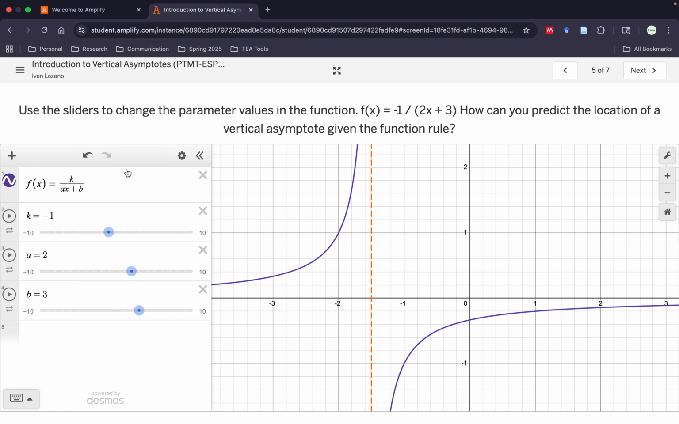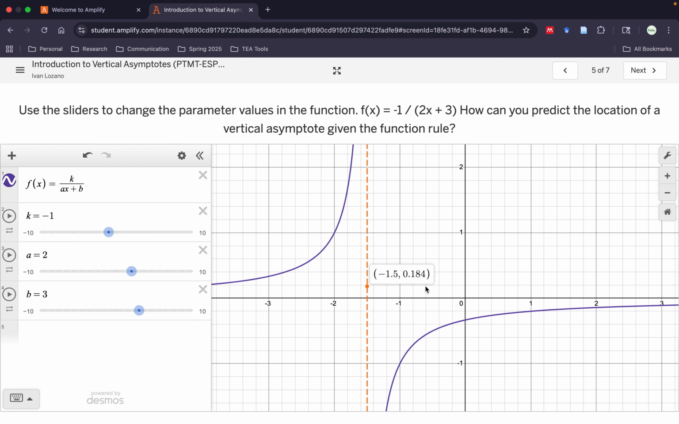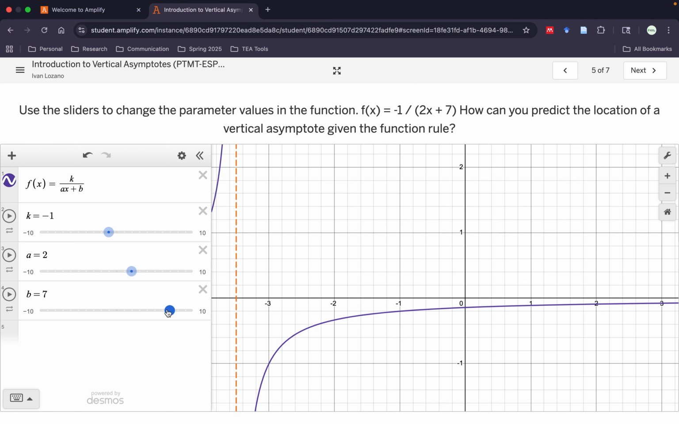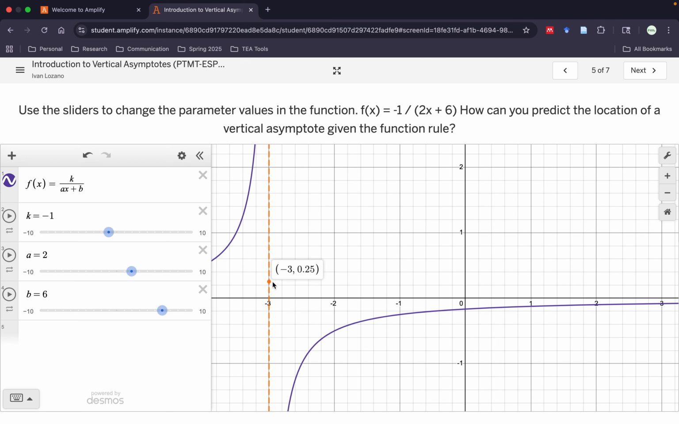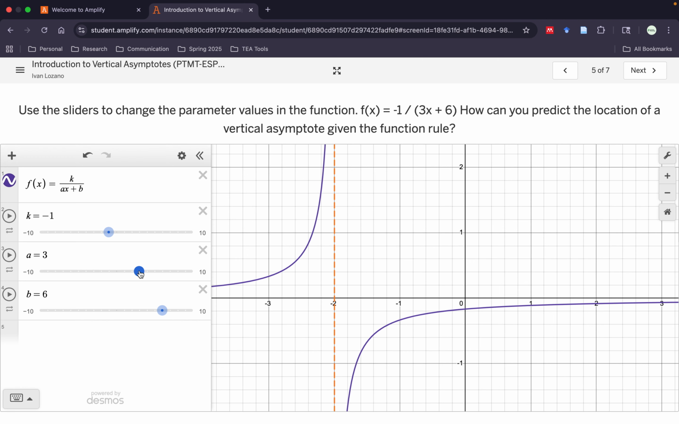Students will probably think this should be -3. They'll hover over it. It's -1.5. They'll think about it. I feel like some student will realize that it's 3 divided by 2, and then they might check it out. They might ask, what if I make it 6? Will that be 3? And it will be. And then they might try 3, and say, oh, it's 2. Yes, you can predict the location given the function rule. Okay.